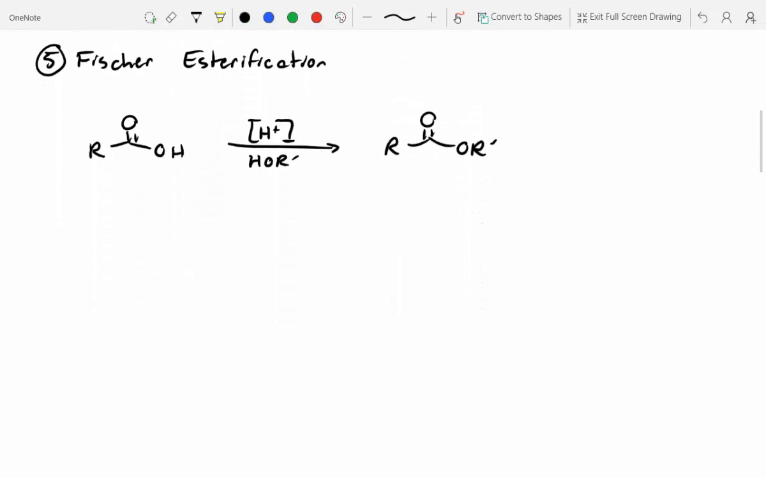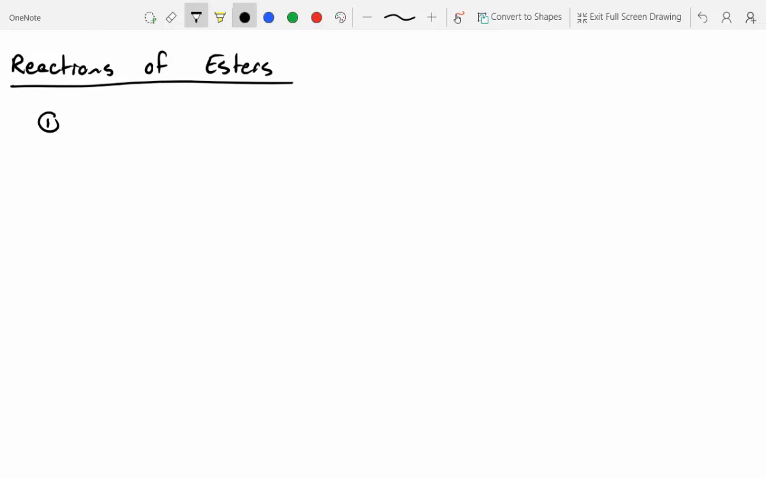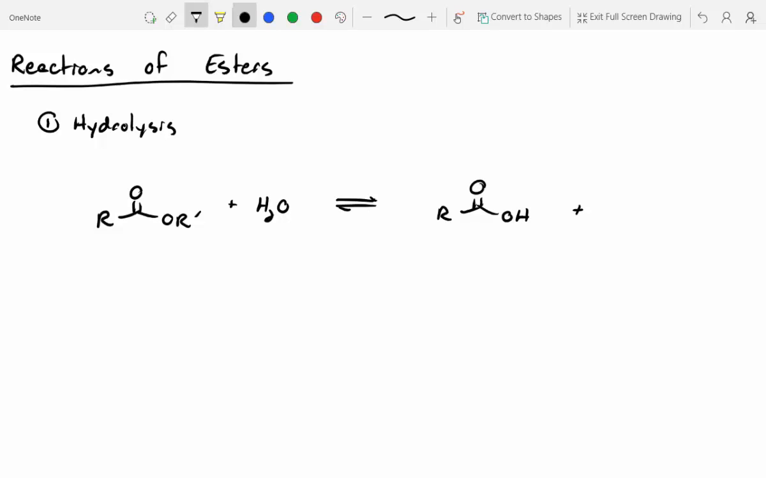All right, now let's talk about chemistry involving esters. The first one is hydrolysis. So if we take an ester, let's just do a generic one, and we want to go to our carboxylic acid, I'm going to actually draw this as equilibrium arrows. We would need water, so I'll put water on here. And then we would need alcohol as our leaving group, right? So this is basically the reverse of forming an ester from a carboxylic acid.